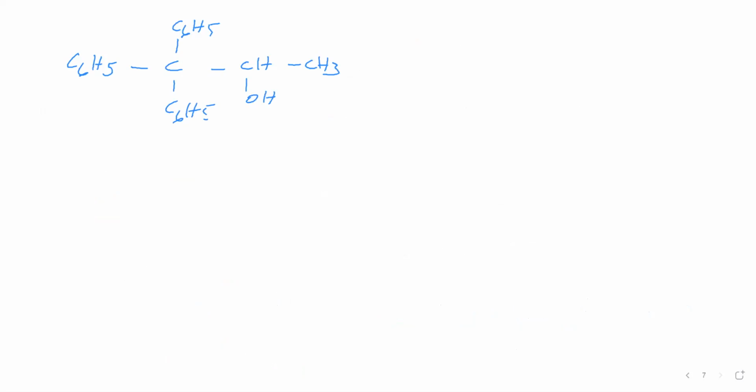In this compound, this part we will take as C2H5. Okay. Now let us select the parent. Parent chain is this one. Next, numbering. Here number 1, number 2, number 3, here number 4 and number 5.